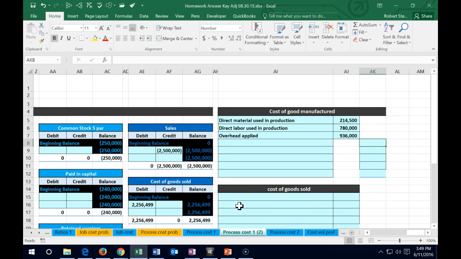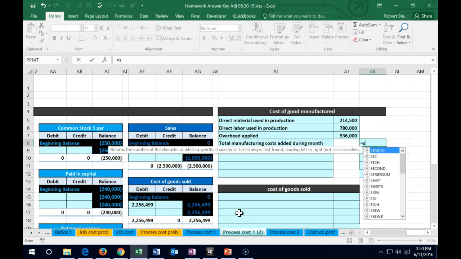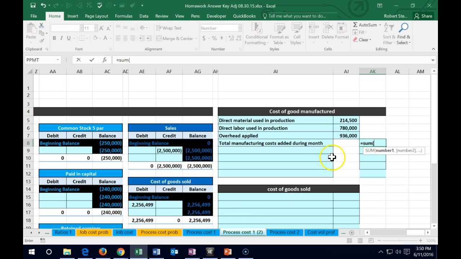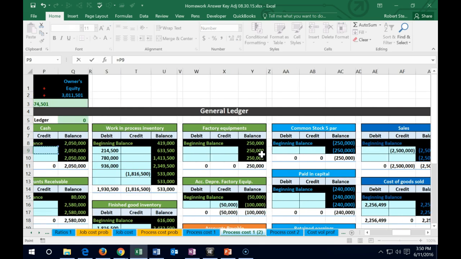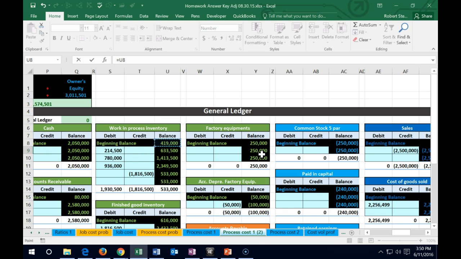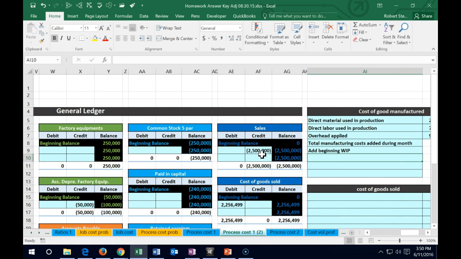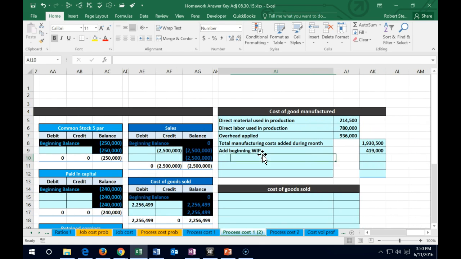So we're going to have the total manufacturing if we add those up now. So we will of course use the trusty sum function, equals the SUM, and shift 9 and add this plus this plus this. That's the total manufacturing cost during the month. We're going to add to that the beginning work in process. I'm going to abbreviate what was in there at the beginning of the month. And once again, I'm just going to say equals, and that's basically coming from the general ledger. This is what we had in there before we started taking a look at anything.